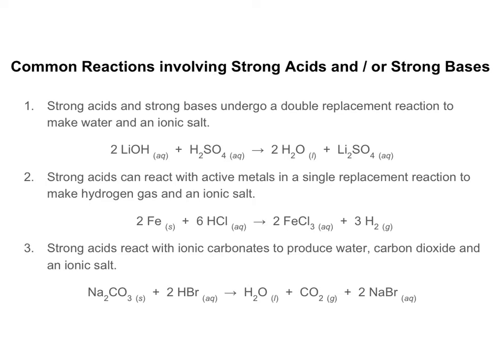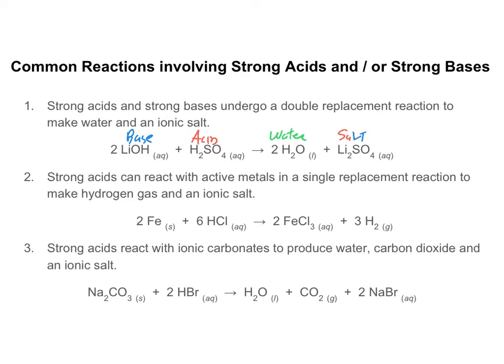Now, strong acids and strong bases undergo a double replacement reaction to make water and an ionic salt. So remember, the basic definition of ionic salt is basically any metal paired up with a nonmetal or a polyatomic ion will make some type of ionic salt that's usually soluble in water. So in this case, we have an acid, H2SO4, reacting with a base, LiOH, so we have an acid reacting with a base to clearly make water, and again, a salt.